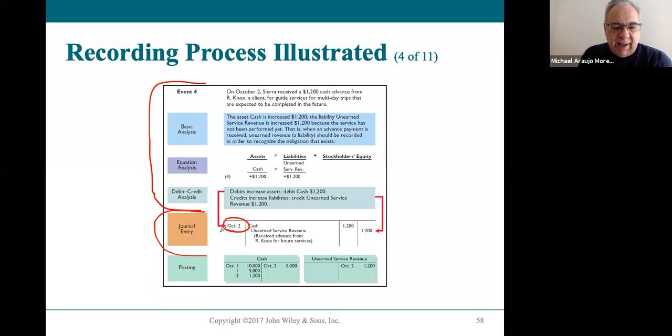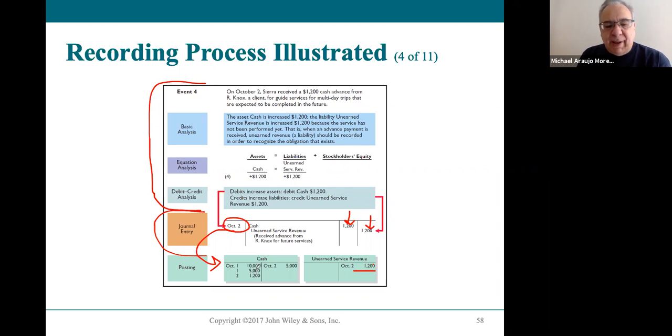From the journal, it has to be posted into the specific accounts in the ledger. So this $1,200 debit has to be posted to the cash account. Again, it's posted on the debit side of the cash account, which increases the balance. The unearned service revenue is a liability account. So this credit to unearned service revenue is going to be posted on the credit side of the unearned service revenue account, which also is its normal balance. Liabilities have normal balances on their credit side. So if you were asked, what is the balance in unearned service revenue? Your answer would be, there's a $1,200 credit balance in unearned service revenue account.